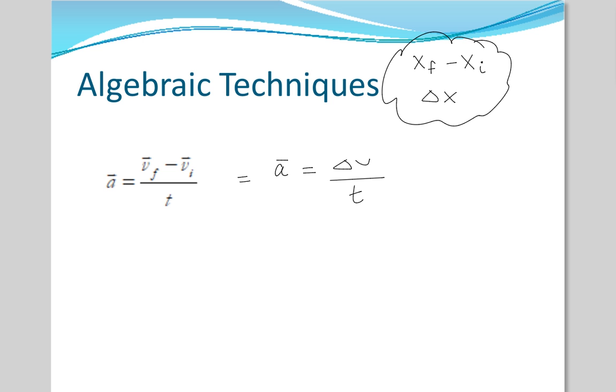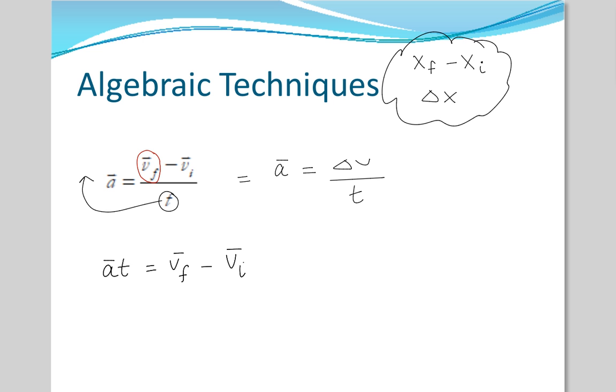So if I said isolate for VF, the problem is they're both being divided by T, right? So if I want to isolate for VF, I've got to deal with T first. So where can I put that T? Good, because if it's downstairs on the right, it needs to go upstairs on the left. So then you have AT is equal to VF minus VI. Now I can definitely isolate for VF.